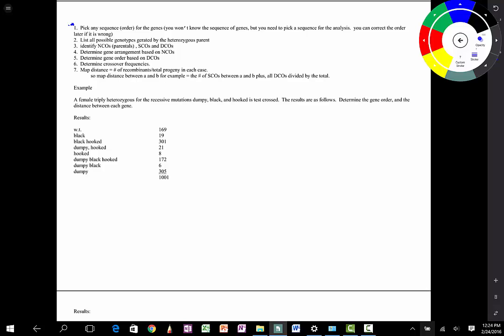In this case, black could be in the middle, hooked could be in the middle, or dumpy could be in the middle. The way they wrote these out, if you look at this one down here, it says dumpy, black, hooked. So we'll keep that one in the middle, and that'll be our starting point. Now that doesn't necessarily mean it's the right starting point, so that's important to keep in mind. Alright, so now this one, we need to look and see what are the most.